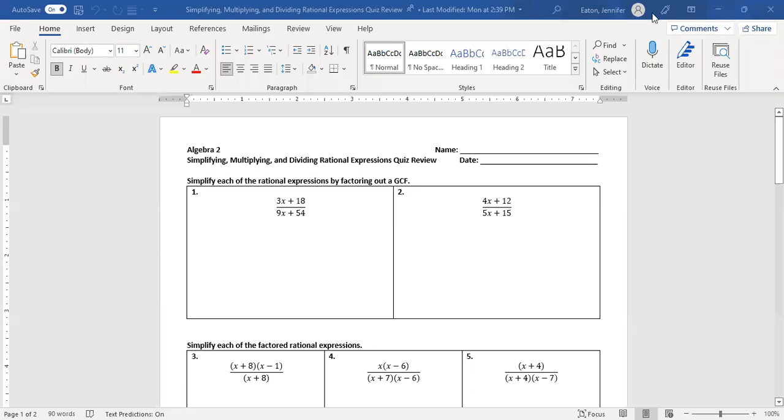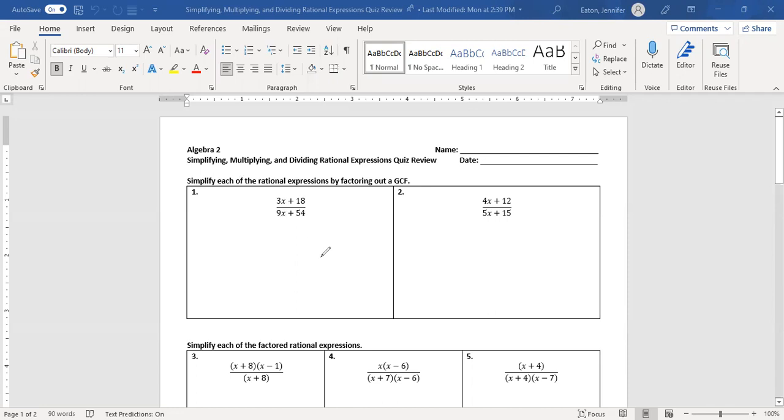Today, we're going to be working on simplifying and dividing rational expressions for our quiz tomorrow. The first part of our quiz review is all about factoring out the greatest common factor of our rational expressions and seeing what we can cross out and cancel and then reduce. So what we need to do is look at the numerator and the denominator separately.